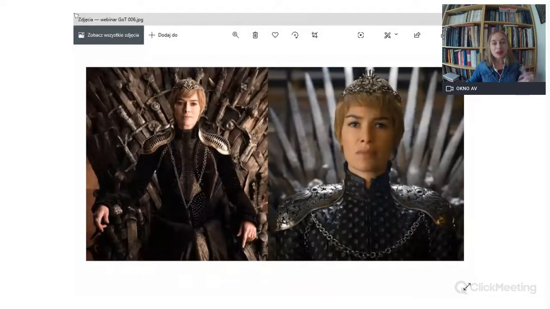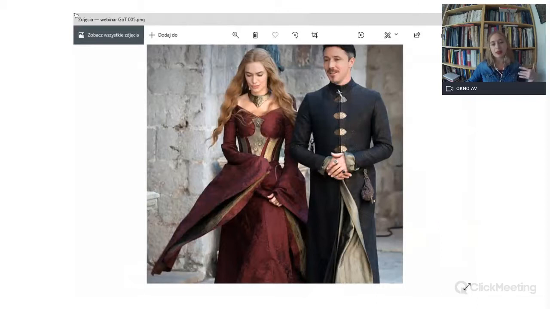We can observe even more such elements in the final seasons. Cersei's changes in her character, in her role in the series, are depicted through her dresses. In the first series, she's wearing very elegant dresses with long sleeves.